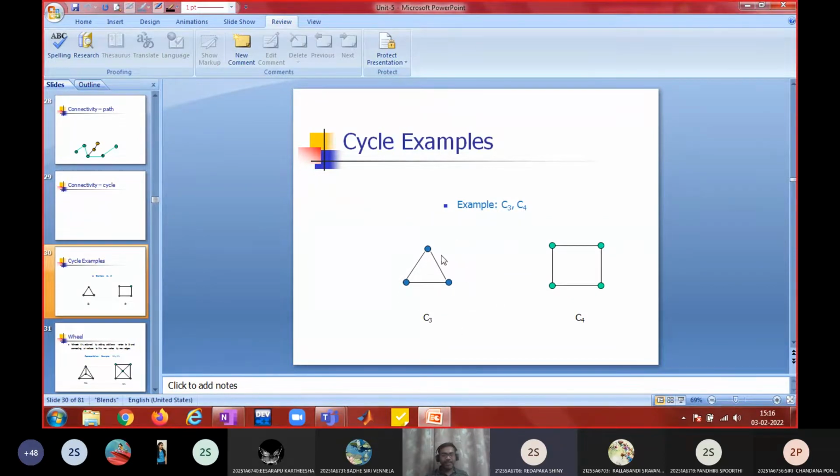Do you agree? This cycle is having 3 edges. This cycle is having 4 edges. That's why we generally denote it with Cn. So this is an odd cycle. This is an even cycle.